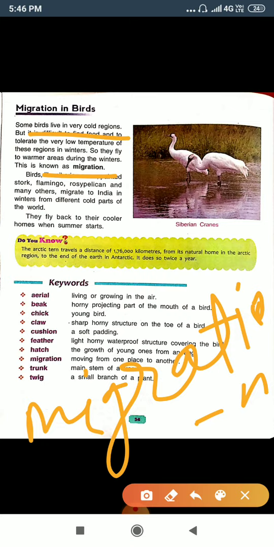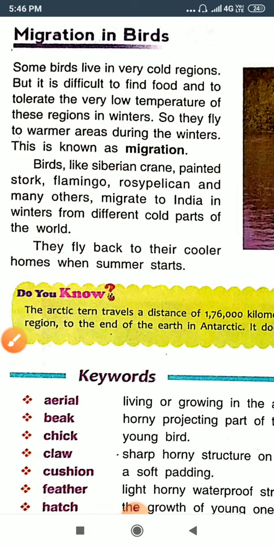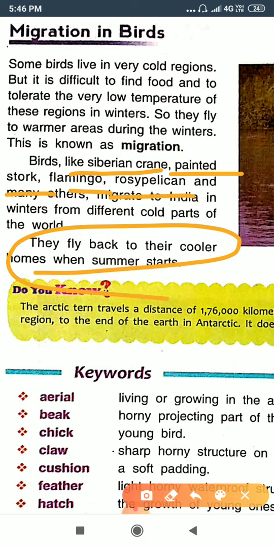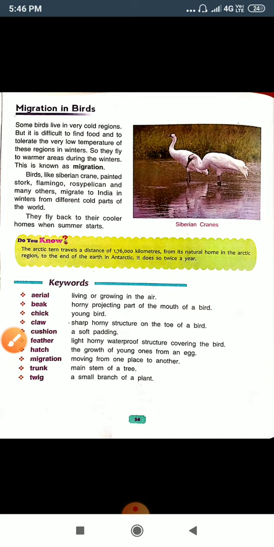And do you know, examples are the Siberian crane. You can see here in your book, these are examples of migratory birds: Siberian crane, painted stork, flamingo, rosy pelican. These are the migratory birds. And they fly back to their cooler homes when summer starts. I think now you are able to write or learn, and answer all the question answers of this chapter.